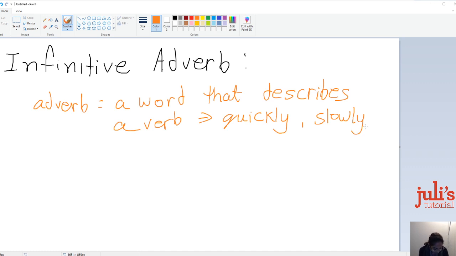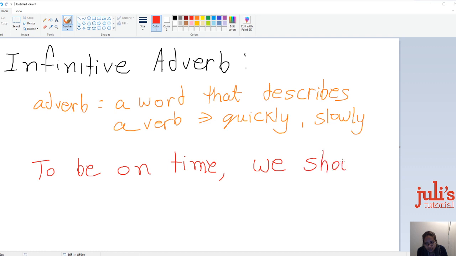Now, infinitive adverb example: to be on time, we should leave.